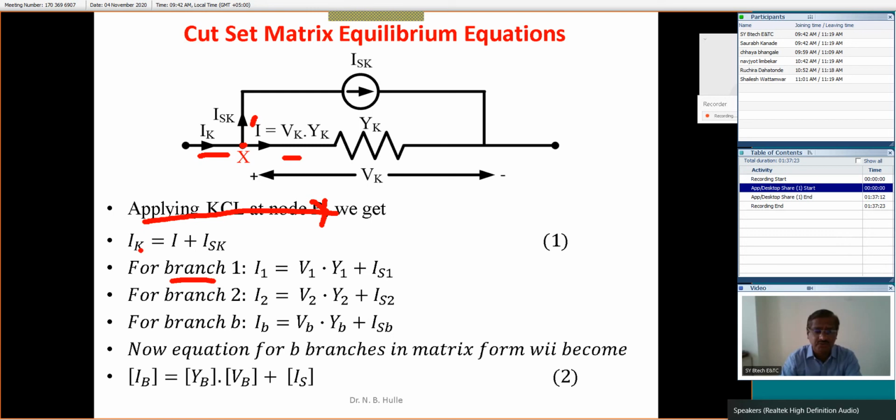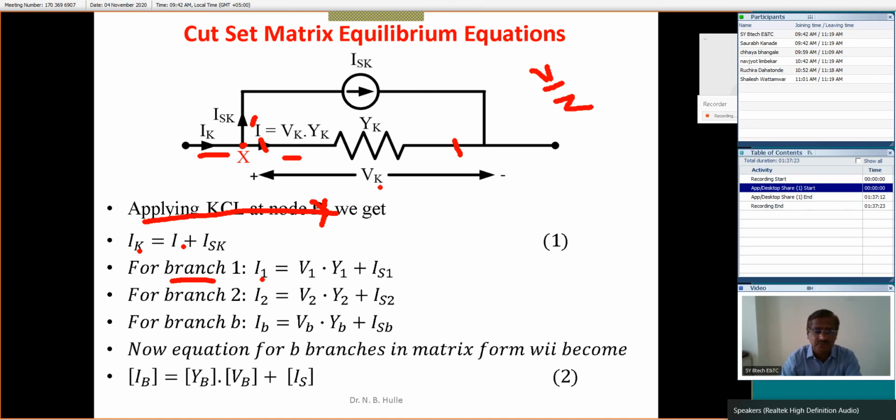For branch 1, this IK, K is nothing but the number of the branch. For branch 1, this will become I1. This I is nothing but the current in this branch. What will be the formula for the current in this branch? What should be the formula for the current? Voltage divided by the resistance or its impedance. This V upon Z will be the formula.